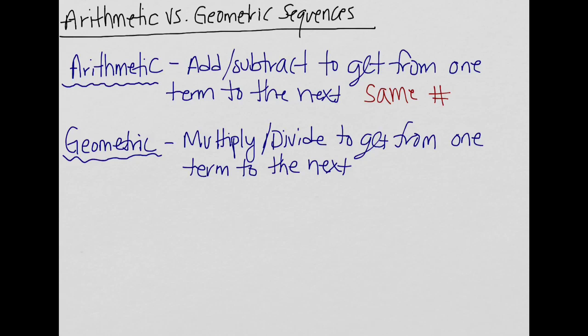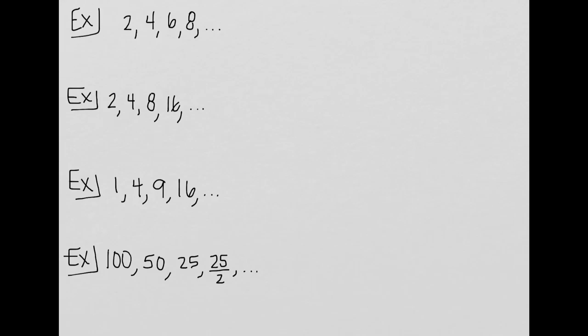Geometric, on the other hand, is multiplying or dividing to get from one term to the next. And again, it's got to be the same number. You might have a sequence where you're multiplying by 2, then multiplying by 3, then multiplying by 4. But that's not going to be geometric, even though it's multiplication. So don't fall into the trap. It's got to be multiplying by the same number or dividing by the same number. So let's check it out.